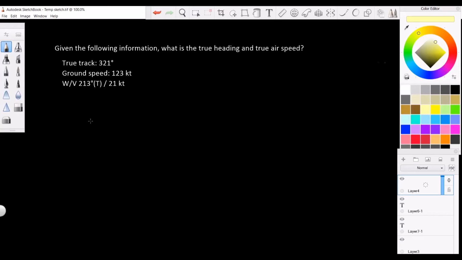We're actually going to do a very similar thing here, but instead of using the center mark on the TAS, we're going to set the approximate heading of true track initially, and set the wind mark against the ground speed. And then when we correct for drift, we're going to have to reset the wind mark against the ground speed. Okay, so let's get on with it.